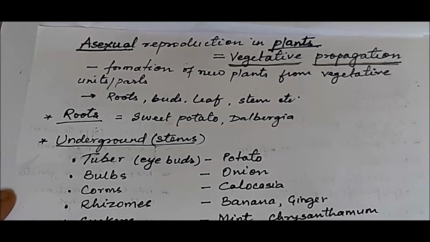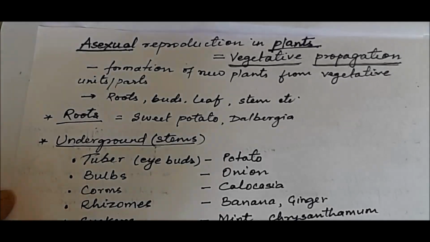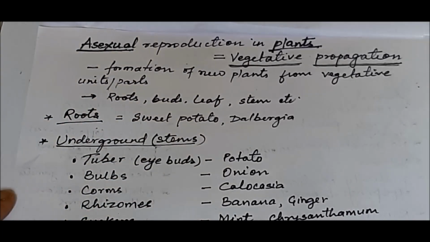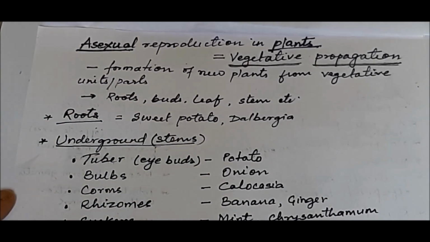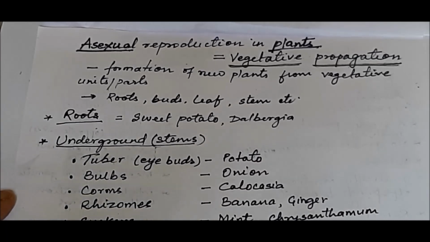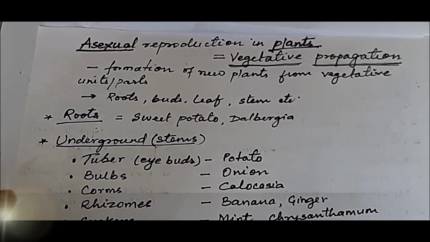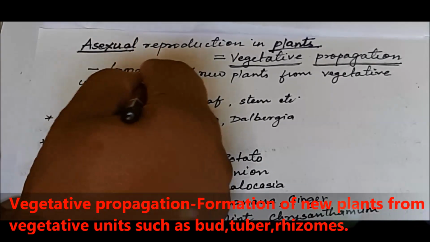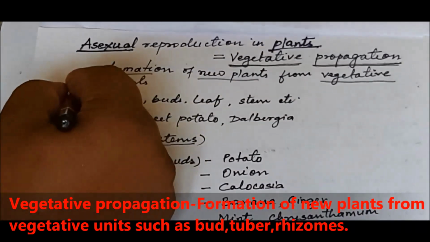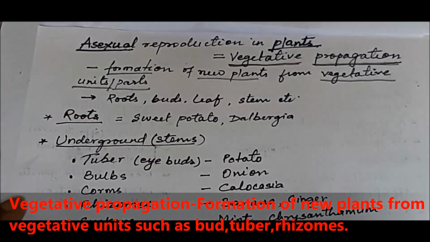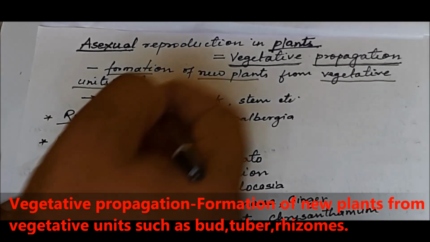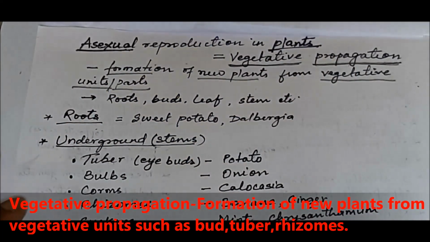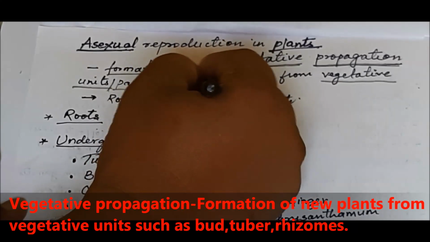What do you mean by vegetative propagation? That means a vegetative part of the plant can give rise to new plants. How? Vegetative parts like roots, buds, leaf, stem, sometimes flowers can give rise to a new plant. So the formation of a new plant from the vegetative parts, and such vegetative parts which are capable of giving rise to new plants are called vegetative propagules.